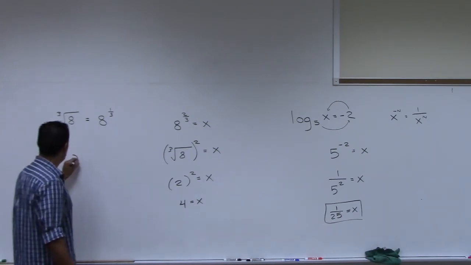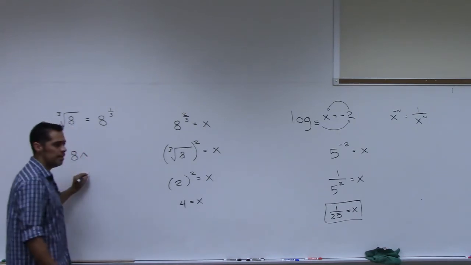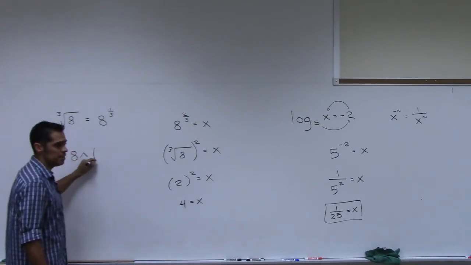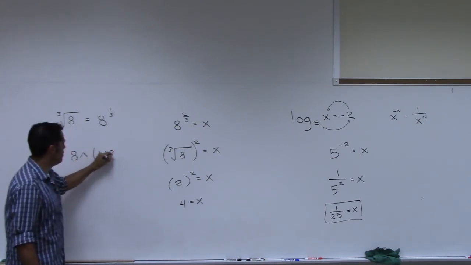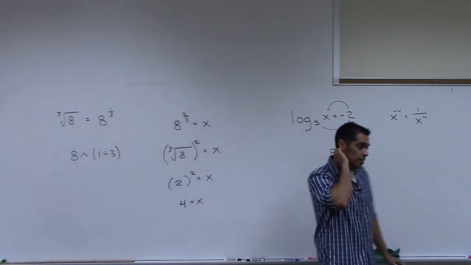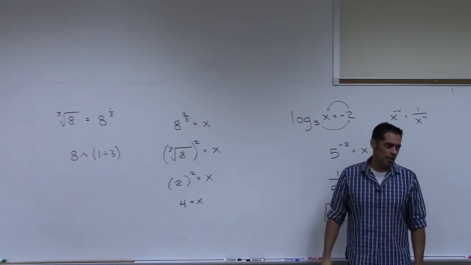Then on your calculator, do 8. Then, because I can see it, you do the little caret key. And then you do, very important, parentheses, 1 divided by 3, close parentheses, and it'll spit out 2. Got it? If you forget the parentheses, though, it's going to give you the wrong answer, okay?